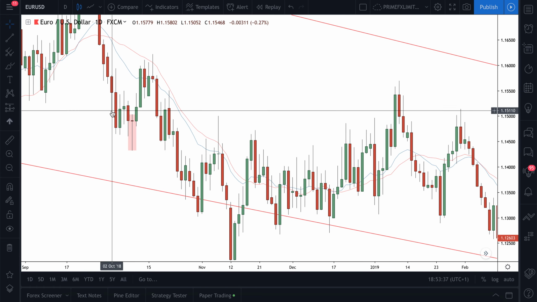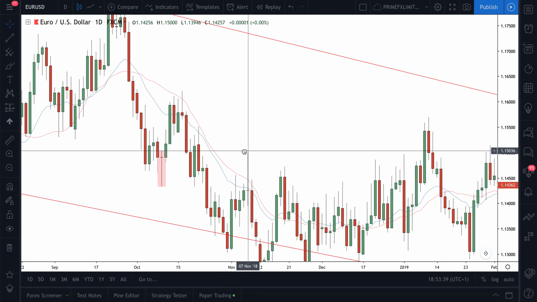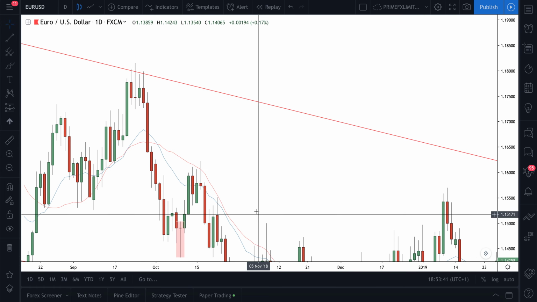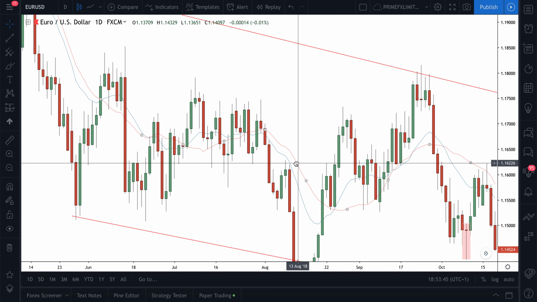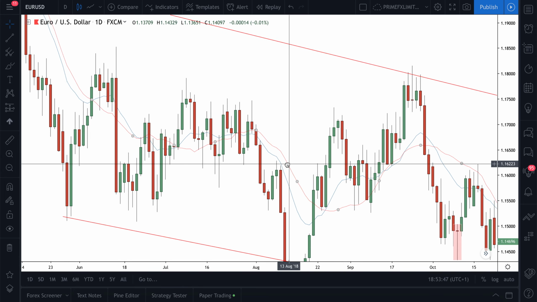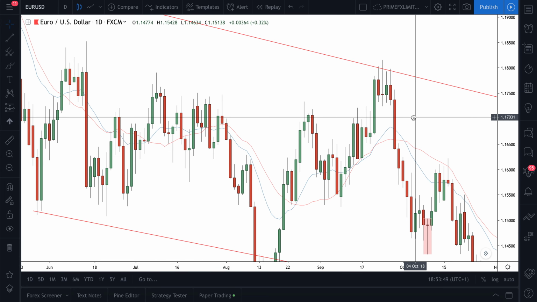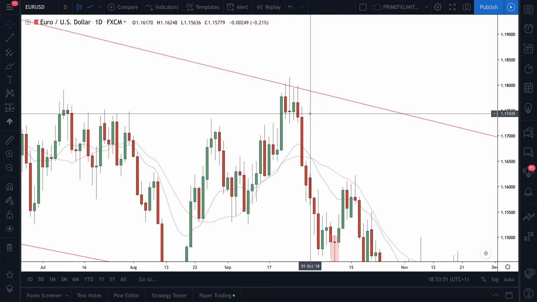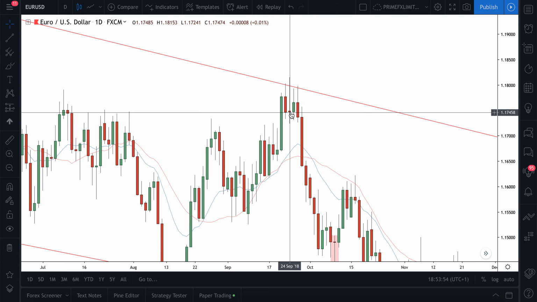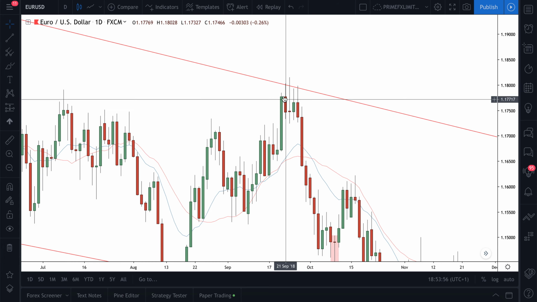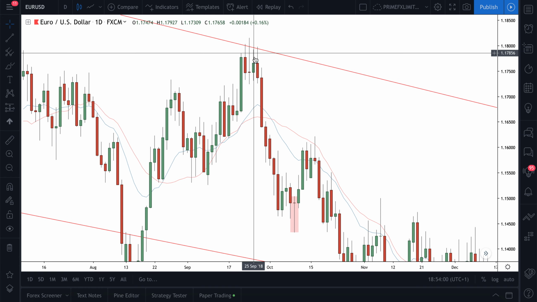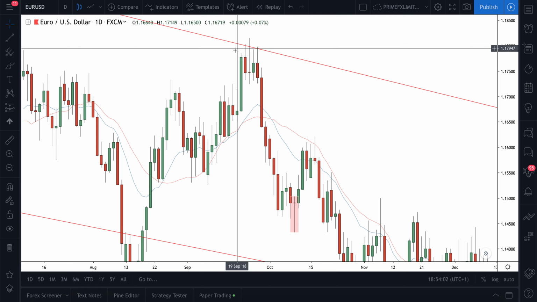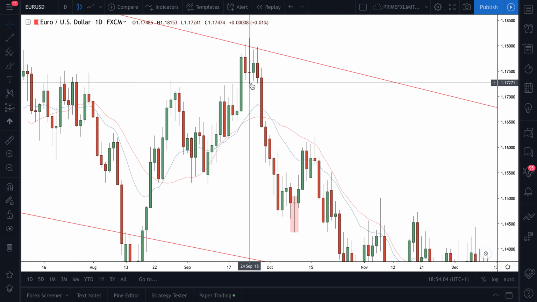You want to be looking for bodies that aren't visible at all. Like for example here, see this is a dragonfly. It's not a gravestone, but that's another candlestick that I'll look at another time. We are looking for gravestones, which are dojis, with the body being so small. So this here wouldn't even be classed as a gravestone because the body is quite big, but some people would have used it as a gravestone, which is why you would have seen the sell-off here. This is called retail trading, okay?